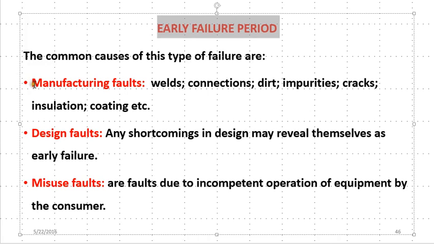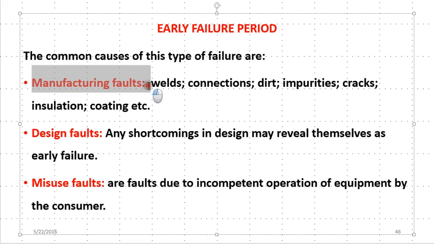The first one is manufacturing faults. Whenever you take the design system to the factory where it is manufactured, whenever there is any fault in the weldings, in the connections, existence of voids in a particular region, existence of impurities, cracking or insulation breakage or cutting, all of them are termed as what? Manufacturing faults, and they are responsible for the early failure of the components.